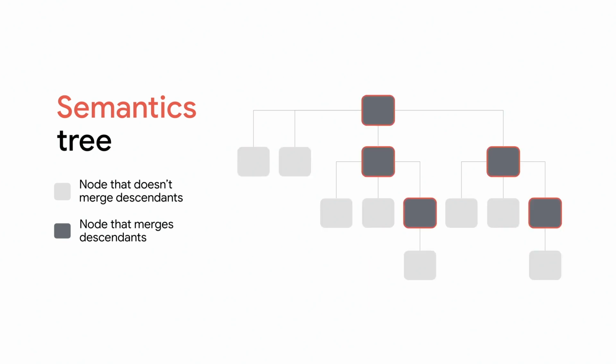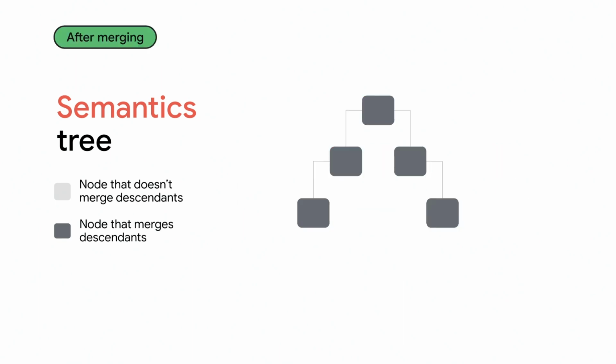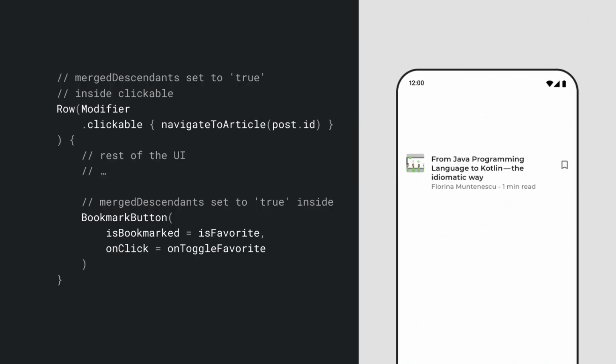Nodes that themselves have a merge descendants property set to true will not be merged into parents. As a result, the merged semantics tree will only contain the representation of the layout nodes that merge descendants themselves. In this example, the row and the inner bookmark button use the clickable modifier. Under the hood, this modifier sets the merge descendants of the semantics to true. In practice, it means that the accessibility services, a screen reader for example, will first focus on the whole container, and then separately on the bookmark button.